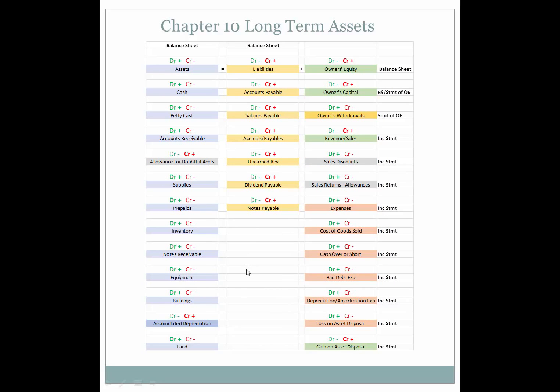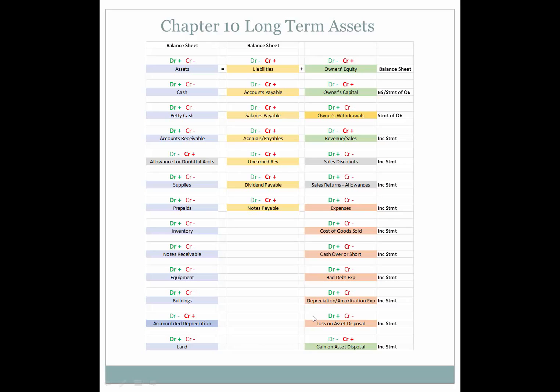Next, we learned about long-term assets. We increased the number of different long-term assets that we looked at, and we added land. And we also looked at depreciation and amortization expense, which is an expense. It's treated like a normal expense, so it increases with the debit.